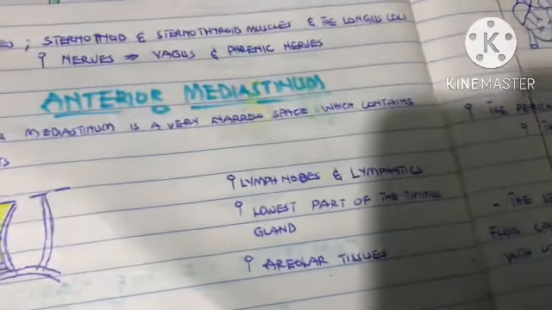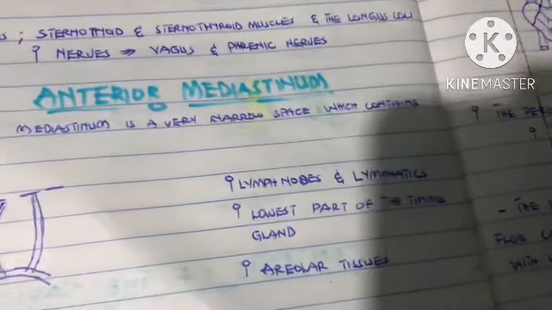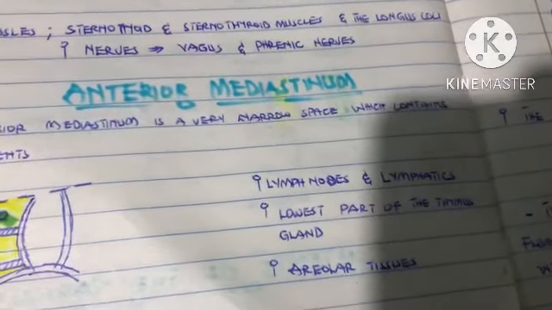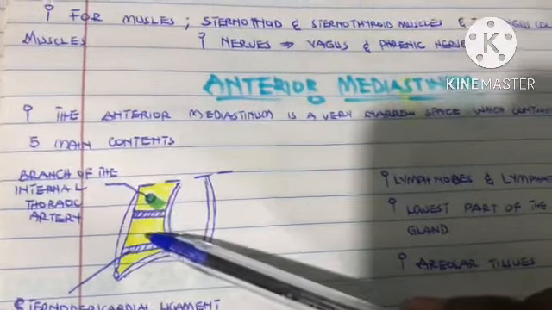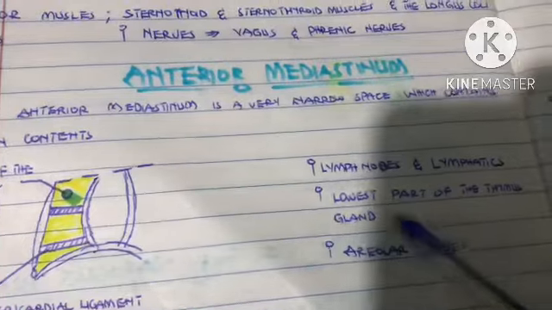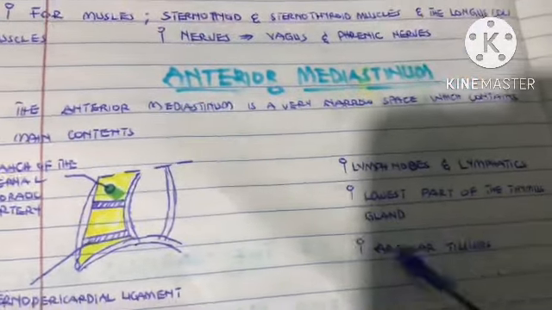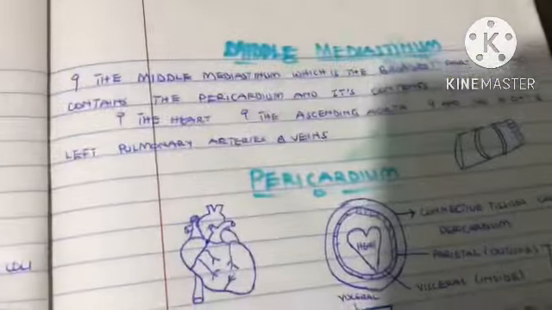The fourth one is that you can find the lowest part of the thymus gland. The lowest part of the thymus gland can also be found in the anterior mediastinum. And one thing that I have to talk about is the areolar tissues. The anterior mediastinum contains mostly areolar tissues. Now let's look at the middle mediastinum.